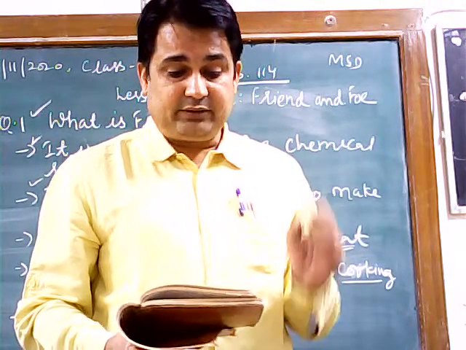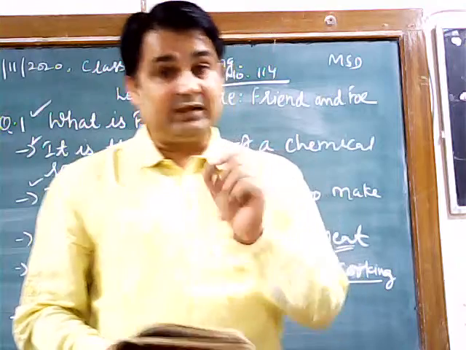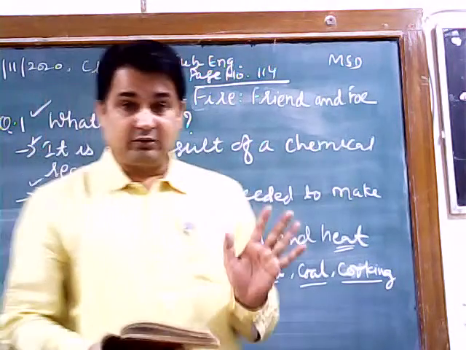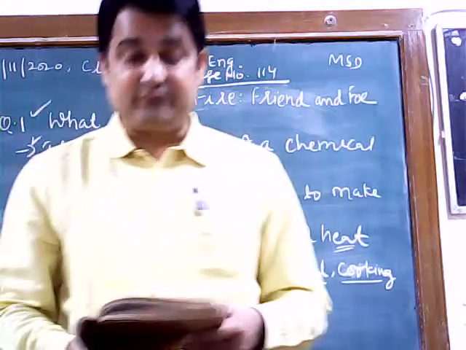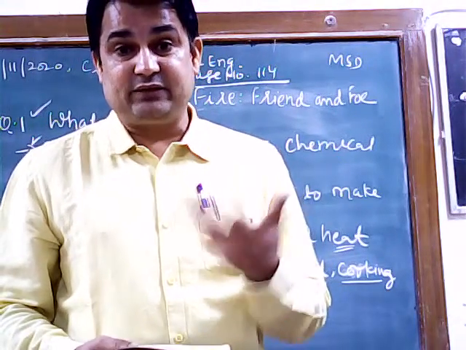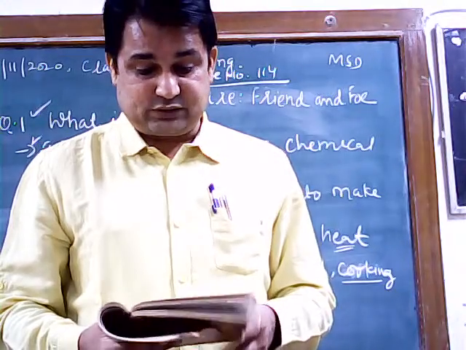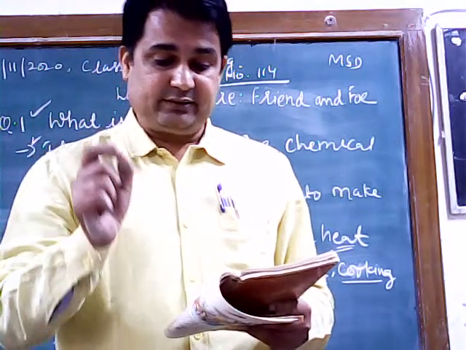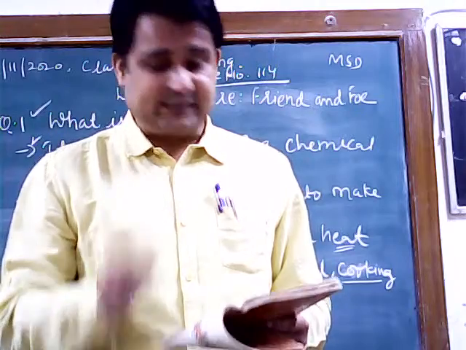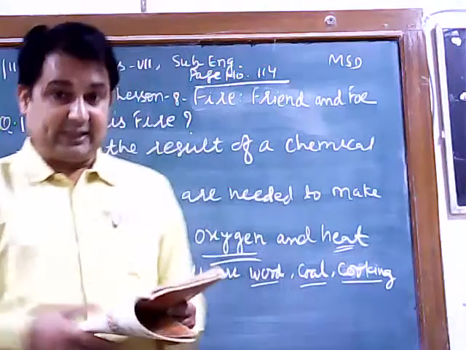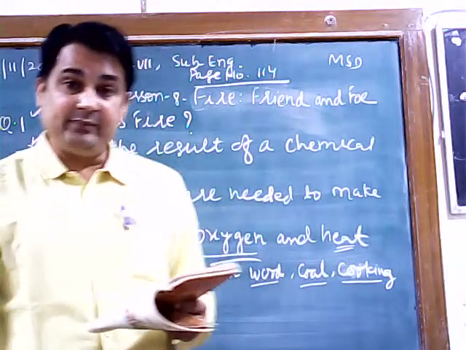Then how do we control it? If we remain very cautious about it, if we handle it with care, then very easily we can control it. So, fire: friend and foe. You understood the meaning of foe? That is enemy. So the lesson begins: early man didn't know what fire was.